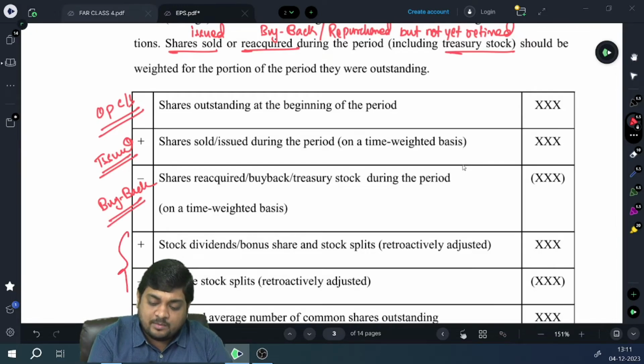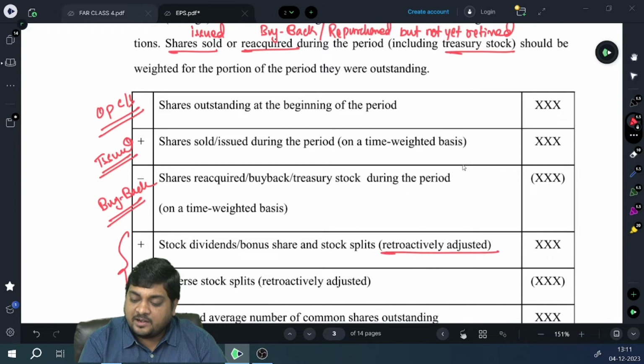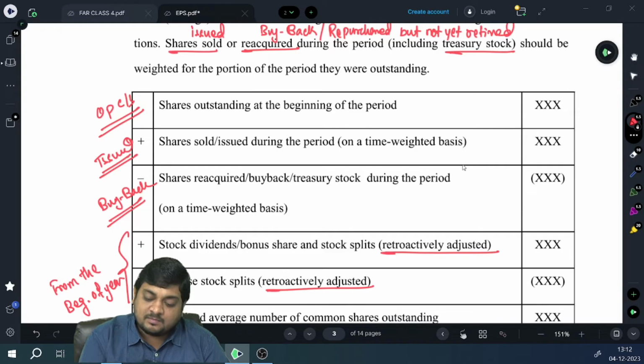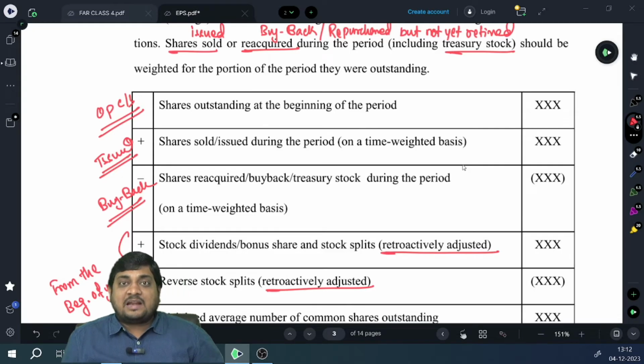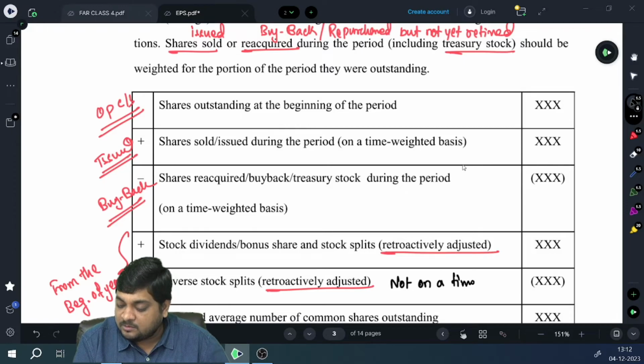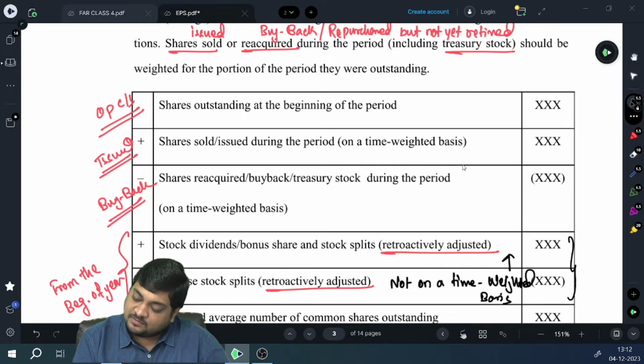Now these two are very important. Retroactively adjusted means from the beginning of the year. These will not be considered on a time weighted basis, right? Not on a time weighted basis. Same for this, for the full year.